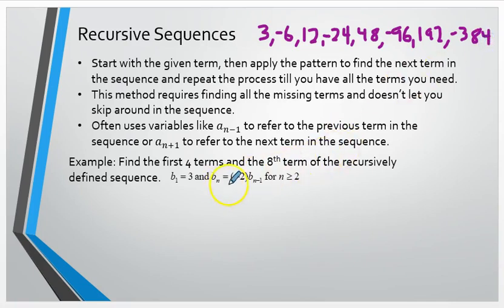So again, all of this came from the fact that they said the first term is 3. We started with the first term. And then to find every term after that, it's the previous term times negative 2. So start with the term, multiply by negative 2, multiply by negative 2, multiply by negative 2. So this is what we call a recursive sequence.